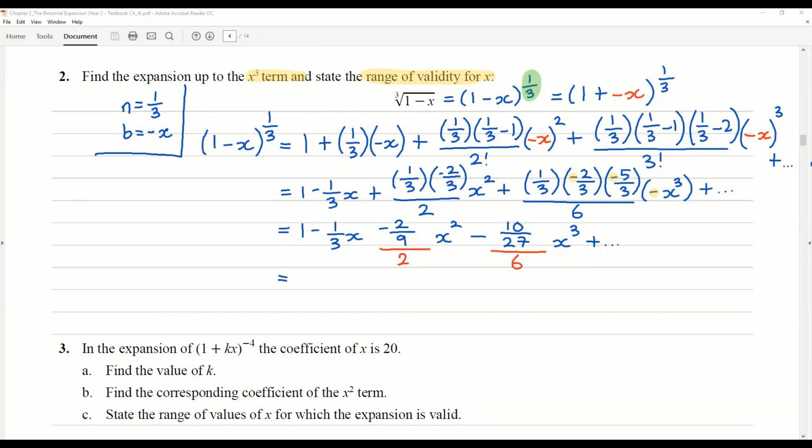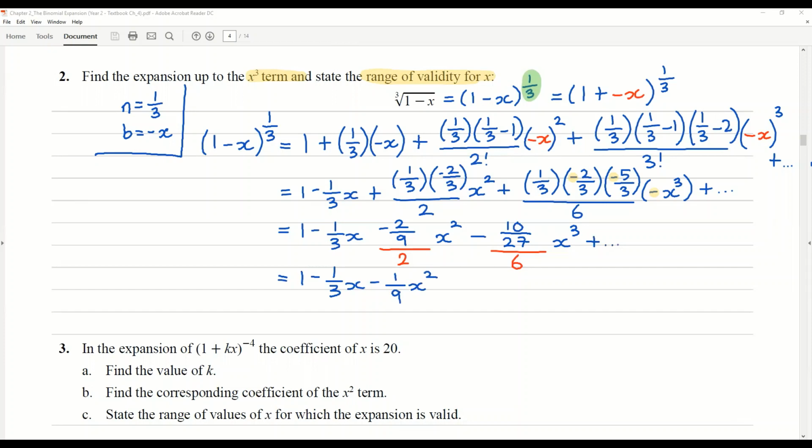Right, now we can finish off. So again, we have 1 subtract 1/3 x. Now, if I'm halving, so it's negative 2/9 divided by 2. Half of 2/9 is, of course, just 1/9. So that's minus 1 over 9 x squared.